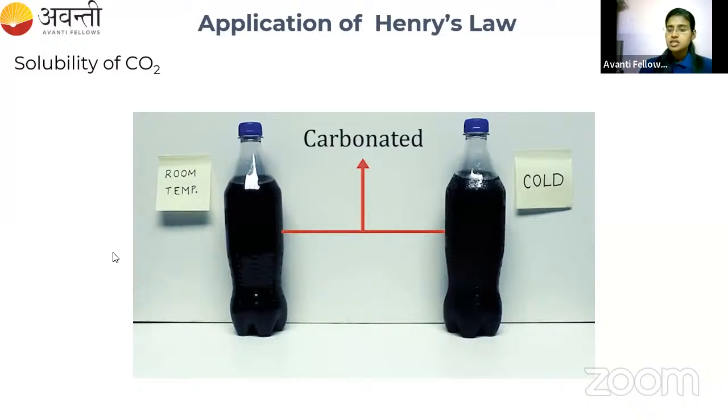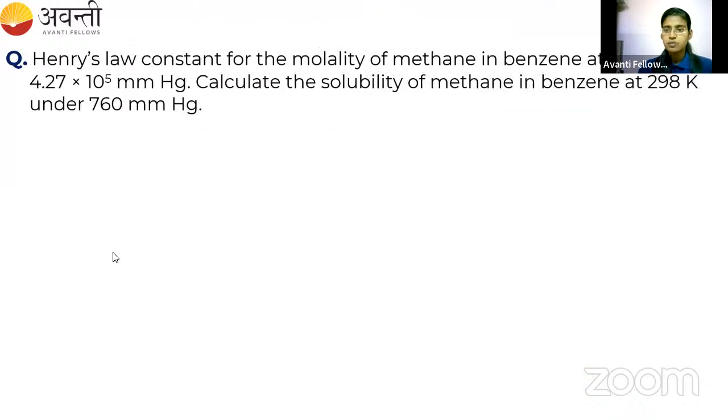Now with this, we'll solve one question from this Henry's law concept. Here is the question for you. Very easy question, and you are going to solve it. Henry's law constant for the molality of methane in benzene at 298 Kelvin is 4.27 into 10 to the power mm mercury. Calculate the solubility of methane in benzene at 298 Kelvin under 760 mm of mercury.